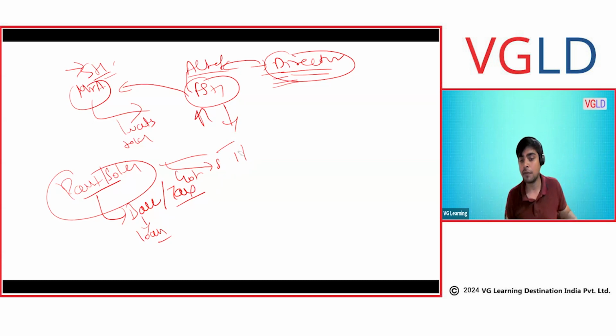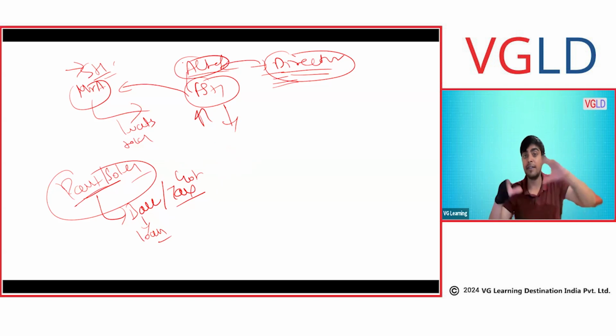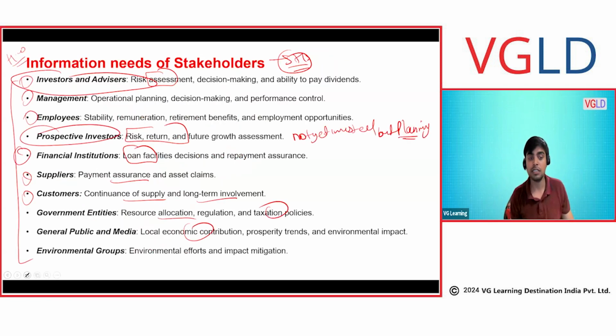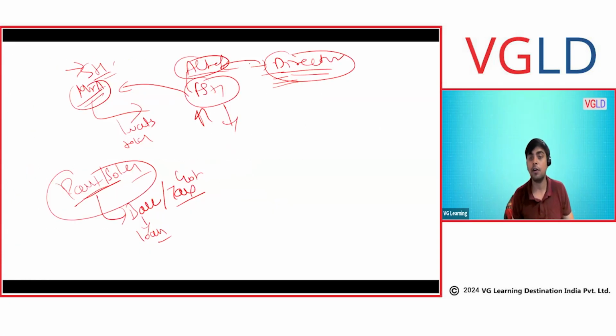So these are not very relevant stakeholder for partnership and sole trader, but for company, definitely company plays at a very large scale. That is why shareholder and other stakeholders are interested. Clear, everyone? So shareholder would definitely want to know the profitability of the company because the company is managed by the directors. Directors run the company, so they are supposed to prepare the financial statement. Okay.